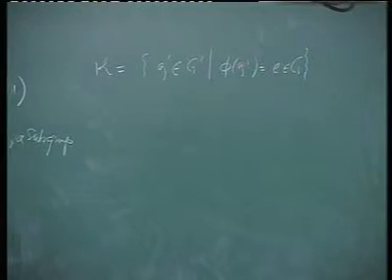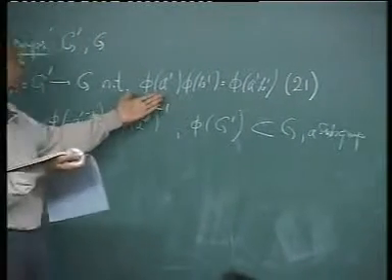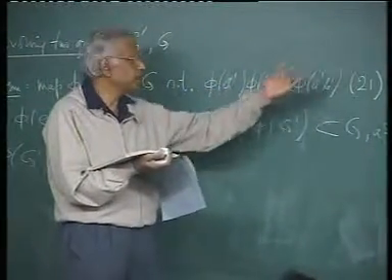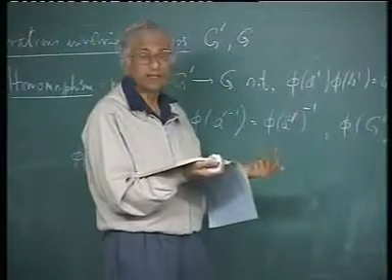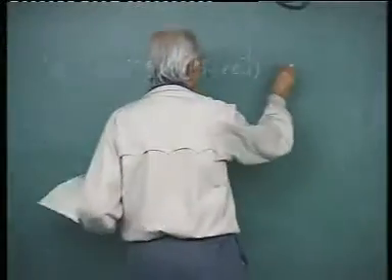You have to use this. If phi of A prime is E, phi of B prime is E, phi of the product is also E. You can see it is a subgroup. It's also easy to see it is an invariant subgroup. Exercise. So this is an invariant subgroup.